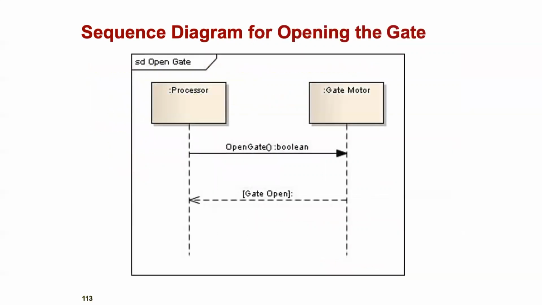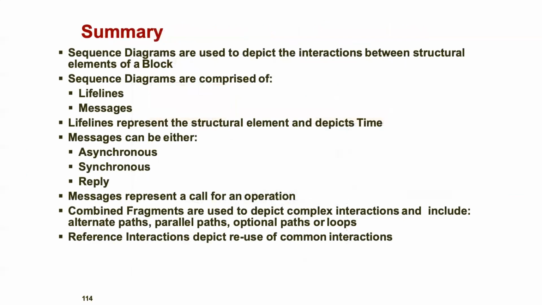Here we're showing the communication for opening of a gate. The processor is given a signal to open the gate. It's a Boolean true or false, and then it responds that the gate has been opened. That's a communication flow between the processor and the gate monitor.